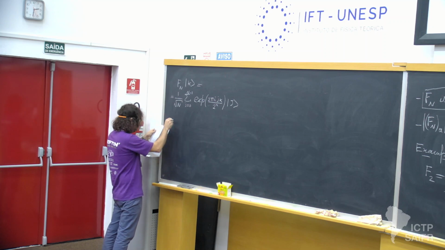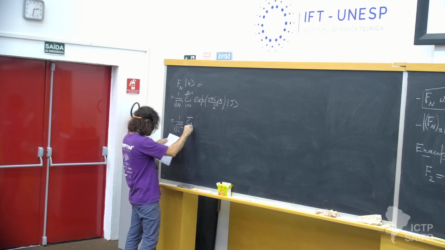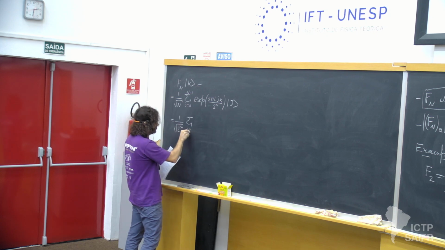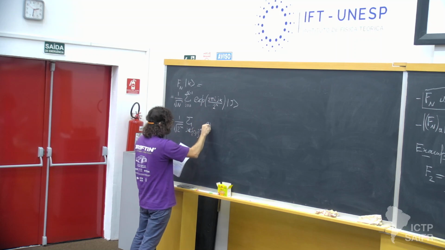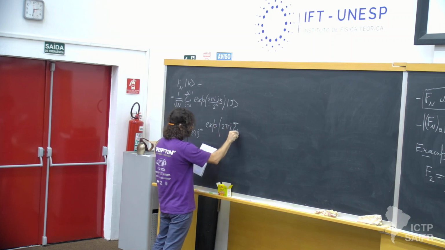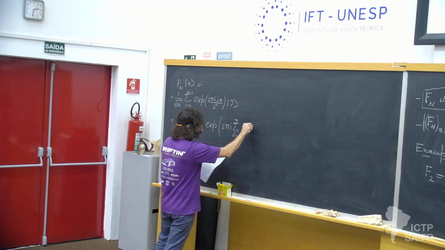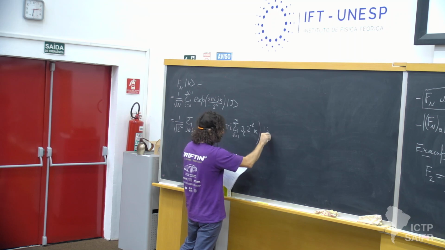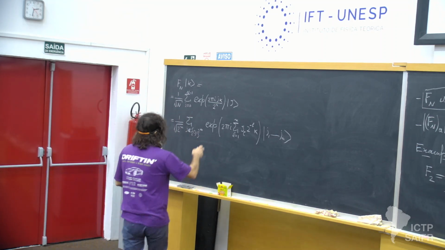Then this becomes 1 over square root of 2^n, summation over j for all the possible j's belonging to {0,1}^n, and here this becomes exponential of 2 pi i summation l from 1 to n of j_l 2 to the minus l times k, acting on j1 ... jn. Here I'm simply applying that formula.